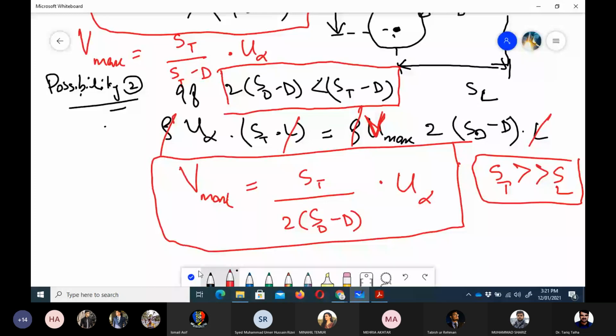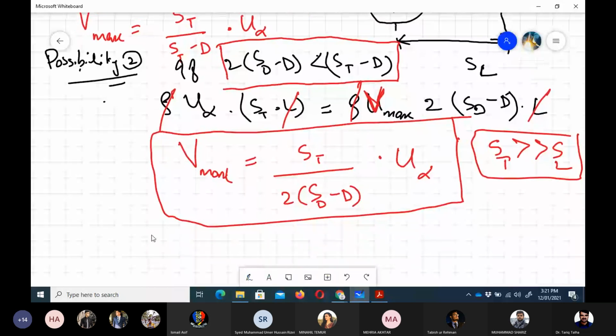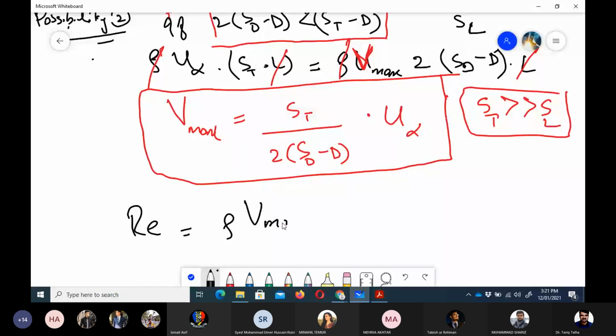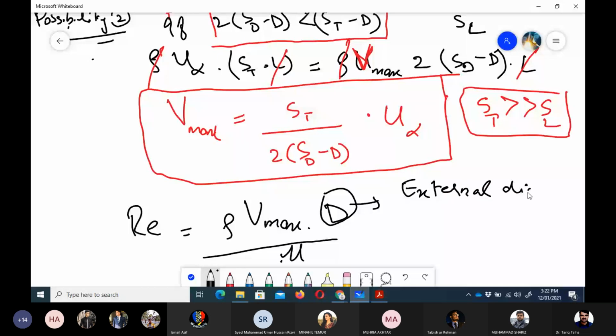Right. So now we have discussed this thing, and once we get Vmax, let me write the relation for the Reynolds number. For this case it would be rho Vmax into diameter divided by mu, and here D is the external diameter. Because the tube can be thick walled, we write external diameter of the tube.